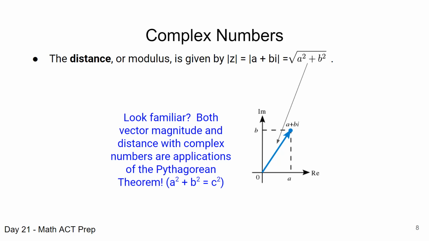Again, this should look familiar. This is what we did when we found the magnitude of a vector. It's the distance of these complex numbers, and it's just an application of the Pythagorean theorem. The a component being the x component, the b component being the y component. We square those, add them up, and take the square root, and that's going to give us the distance.